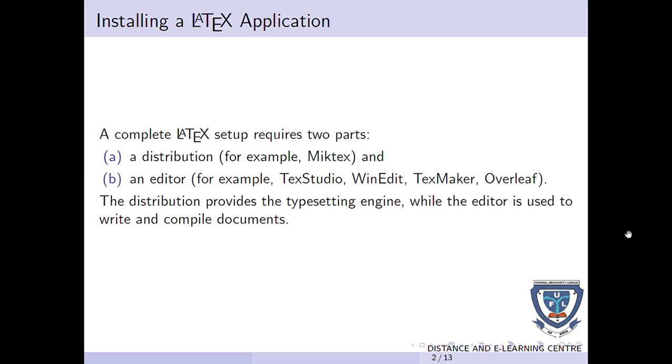But if you want to use it offline, it means that you're going to install two things in your computer system. Number one is you're going to install a distribution. In this case, we are going to install MiKTeX. It has different versions right now. After installing the distribution, the next thing you do is to install an editor. In this case, there are several editors. So you just choose one that you are very comfortable with. You can choose TeXstudio, WinEdt, TeXmaker, and so on and so forth.